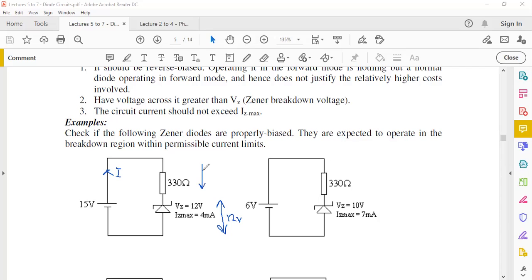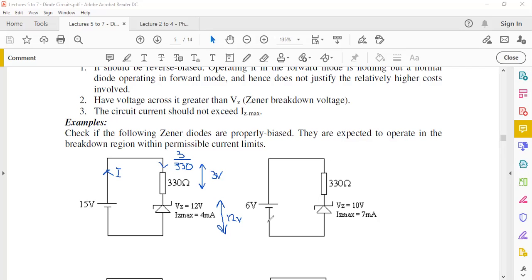And if you apply Kirchhoff's voltage law, you find that you have 3 volts remaining here. From these two, you can calculate what current is going to flow here. Using Ohm's law, 3 divided by 330 gives you your current, and you just have to validate that this current doesn't exceed 4 milliampere. If it exceeds 4 milliampere, this diode is not properly biased. The current should not exceed 4 milliampere, so you can check that. Let's go to the next one now.